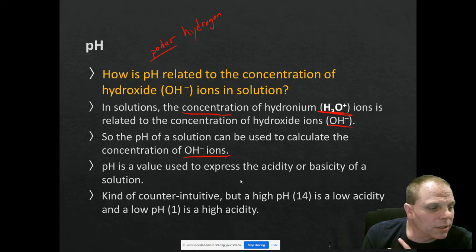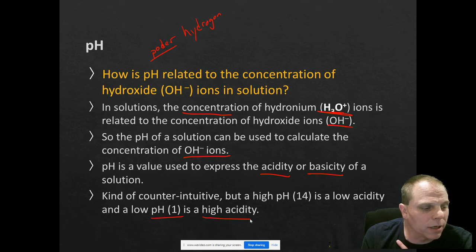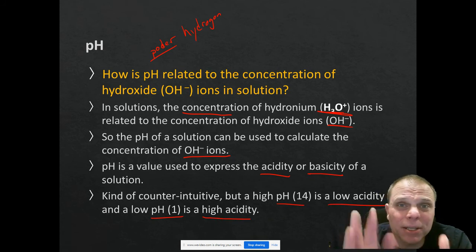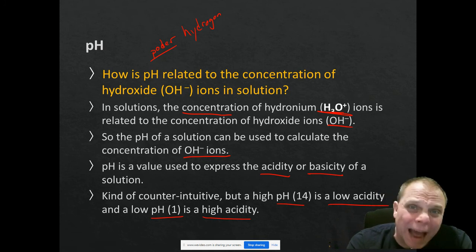But we use pH to express acidity or basicity. And again, like I said, it's kind of counterintuitive, but a pH of 1 or 0 is high acidity, a pH of 14 is low acidity. And it's actually kind of interesting because you can actually get pHs that are in the negatives.